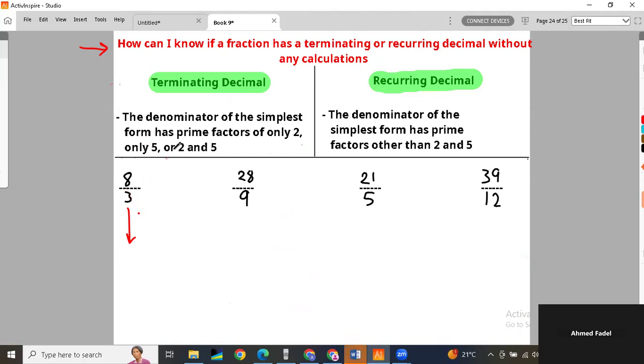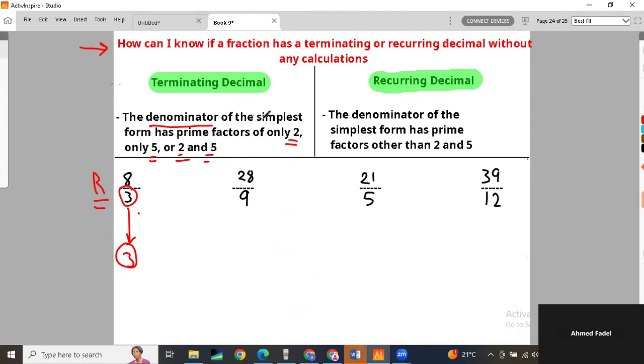Good. Let's continue. The denominator now. Here is the denominator of the simplest form, which is the 3. What are the prime factors of the 3? Does it have any prime factors other than 2 and 5? Or is it only 2 or 5 or 2 and 5? Well, it has prime factors of only 3. 3 is a prime number already. So it has a prime factor of 3. So it has a recurring decimal. If it had only prime factors of 2, prime factors of 5, or prime factors of 2 and 5 together, then it is definitely terminating.